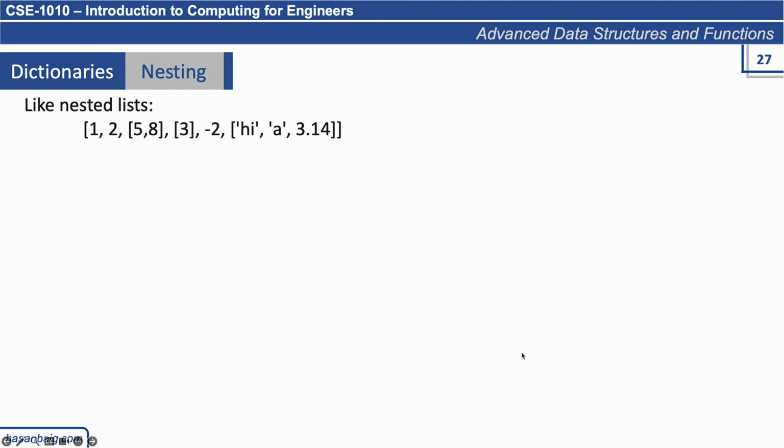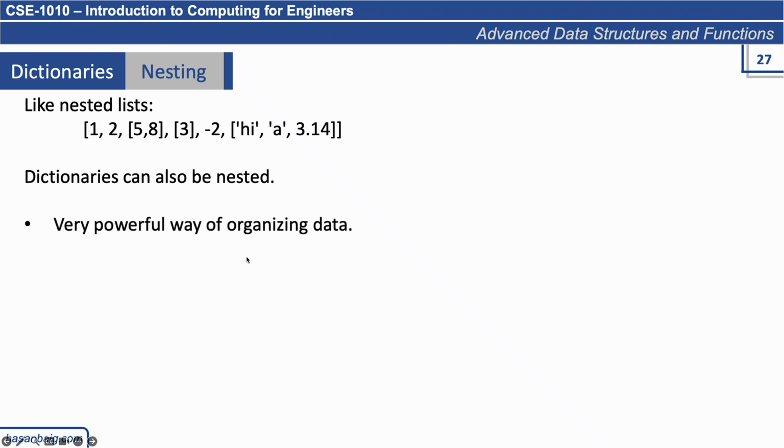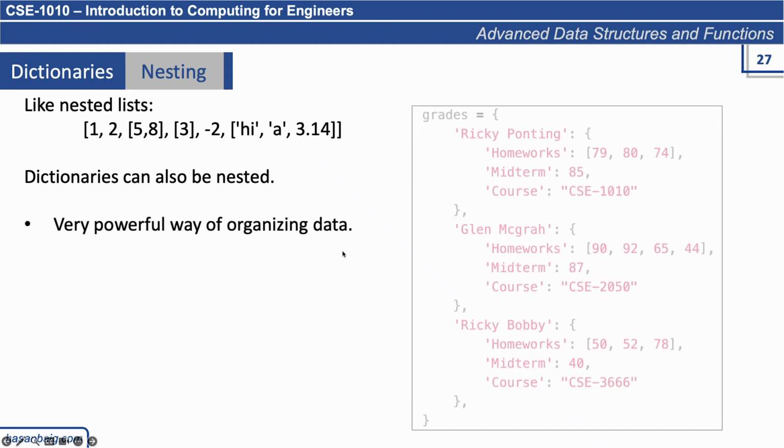Nesting, we can actually nest the elements just like a nested list. 1, 2, and the third element is also a list, the fourth element is a list also, the third element is a simple element -2, and this one was also a list containing 3 elements. So dictionaries can also be nested. In order to nest a dictionary, it's a very powerful way of organizing data.